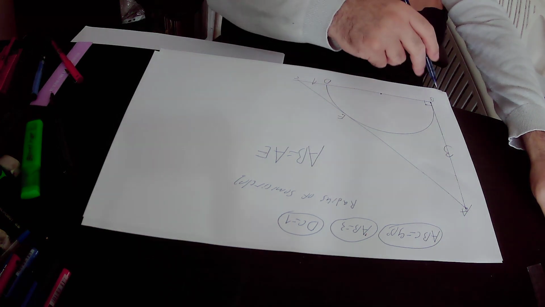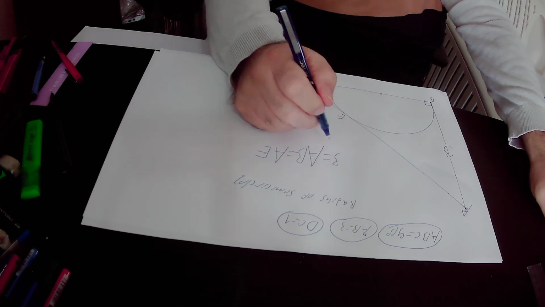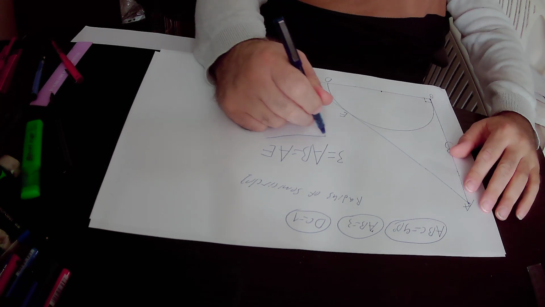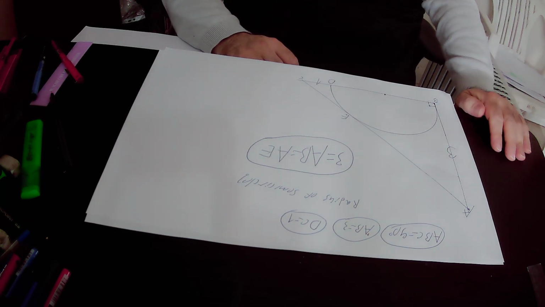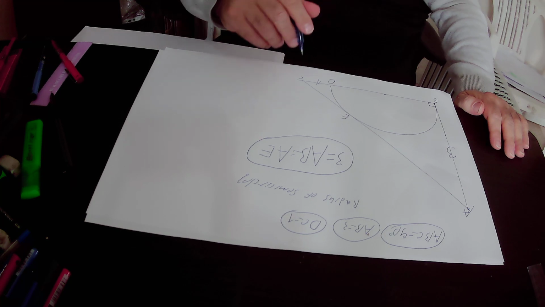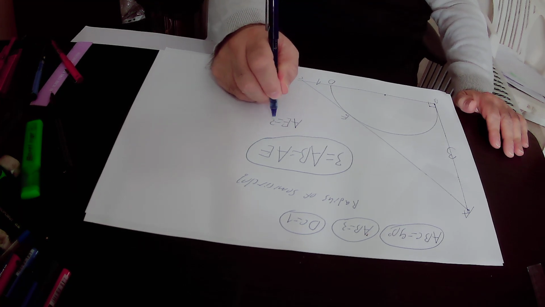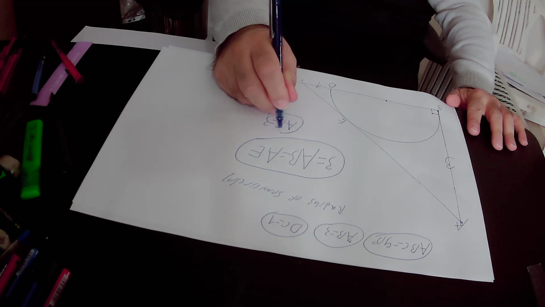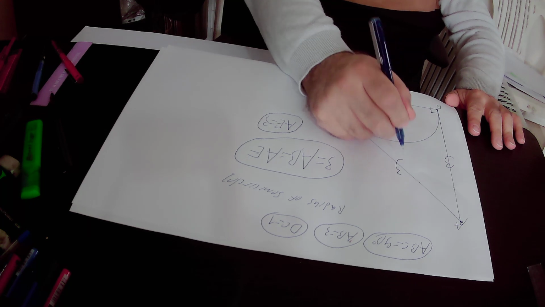But we know that AB equals 3 units. It is given in the question. So from this equality, we will derive that AE also equals 3 units. So this line segment equals 3 units.